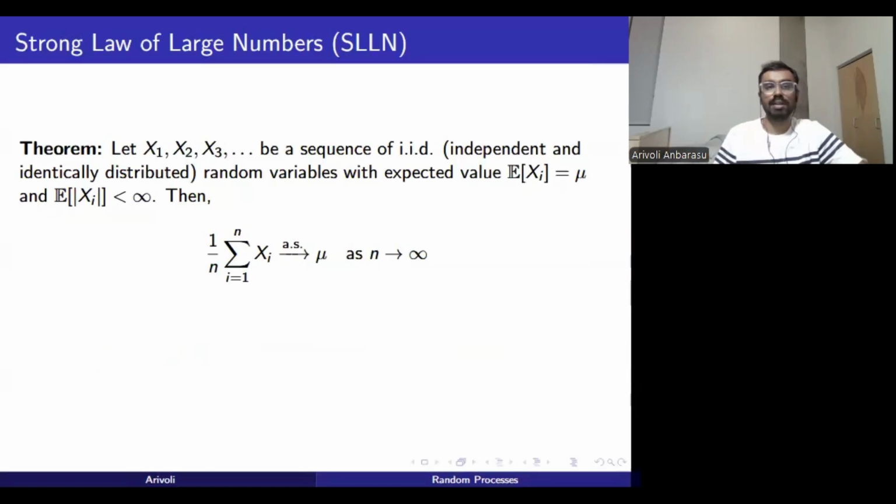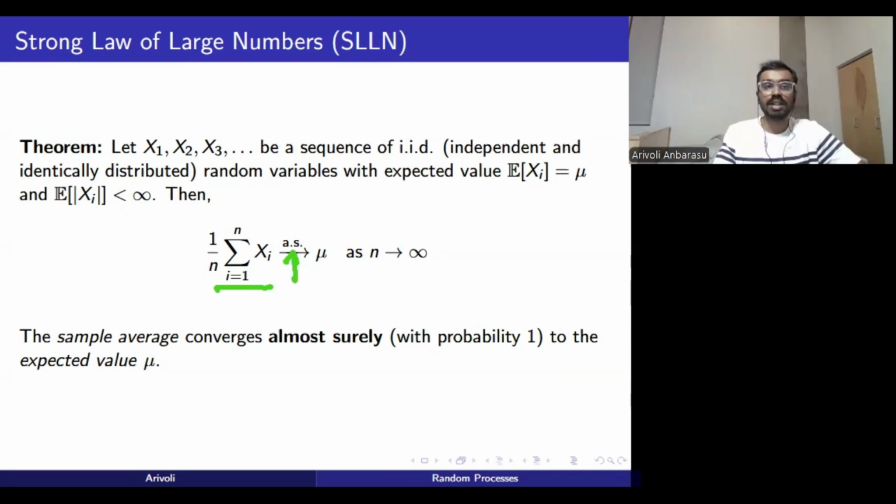The theorem is simple. If you have a sequence of IID random variables with expected value mu and that value is finite, then the sample average up to time n will almost surely converge to the true value as n tends to infinity. We will be using this theorem in our analysis.